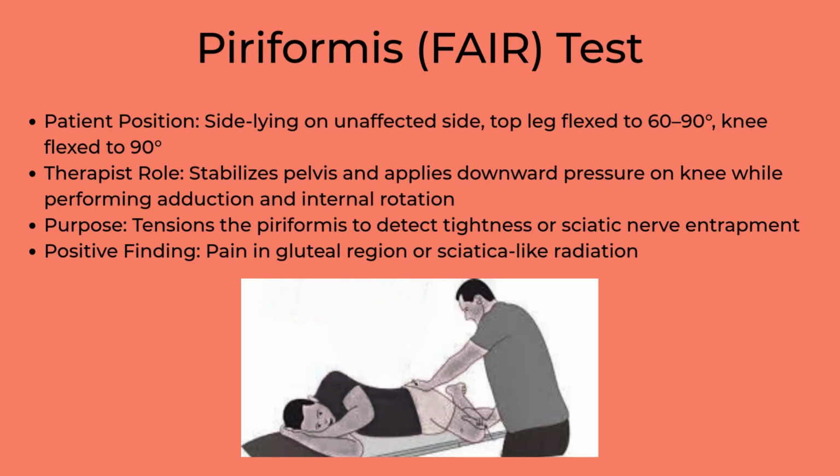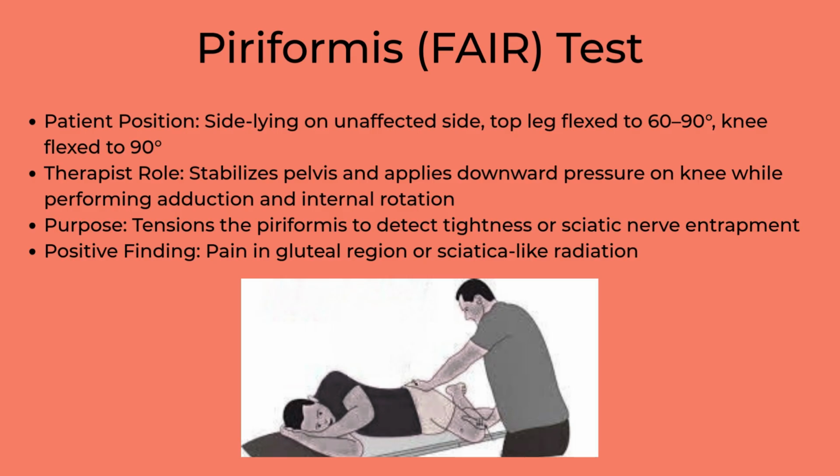Now, we'll discuss the piriformis test, which stands for flexion, adduction, and internal rotation. This test is used to detect tightness in the piriformis muscle or sciatic nerve entrapment. The patient is positioned side-lying on their unaffected side. The examiner flexes the patient's top leg to 60 to 90 degrees and the knee to 90 degrees. The examiner then applies downward pressure on the knee while performing adduction and internal rotation of the hip. Pain in the gluteal region or radiating down the leg, similar to sciatica, indicates a positive finding, suggesting piriformis tightness or sciatic nerve irritation.